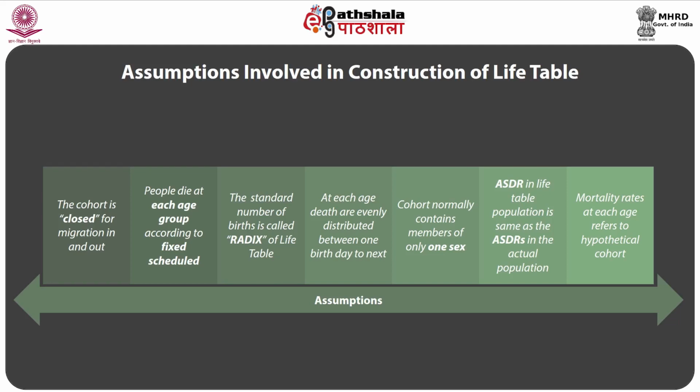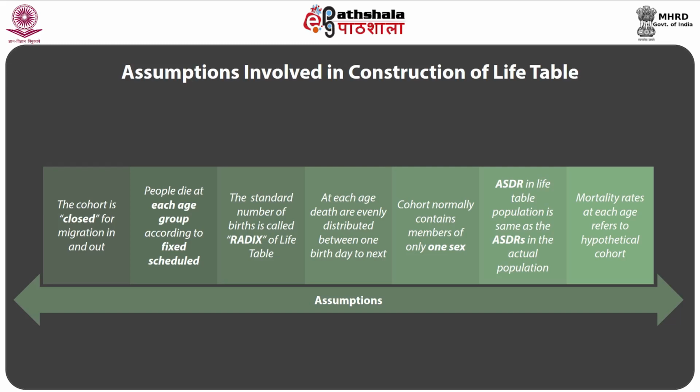Assumptions involved in construction of a life table. A cohort is closed for migration in and out, hence the changes in the life table population are due to death only. The next assumption is that people die at each age group according to a fixed schedule and do not change. Another assumption is that the cohort originates from some standard number of births, namely either 1,000, 10,000 or 100,000. The standard number of births is called the radix of the life table.